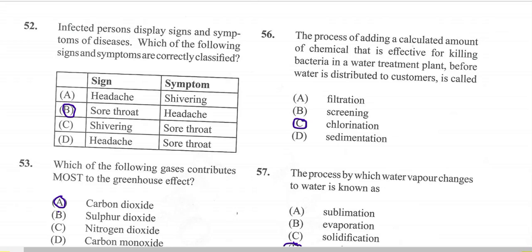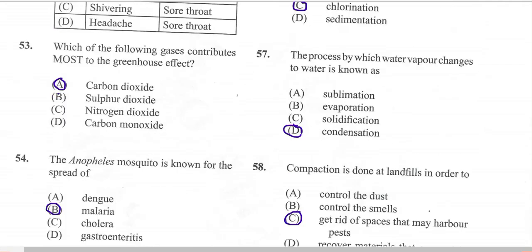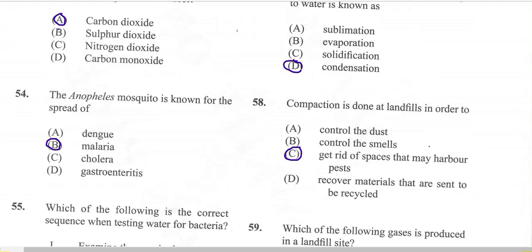For 57, the process by which water vapor changes to water is known as condensation. So our answer for 57 is going to be D. We move on over to 58.